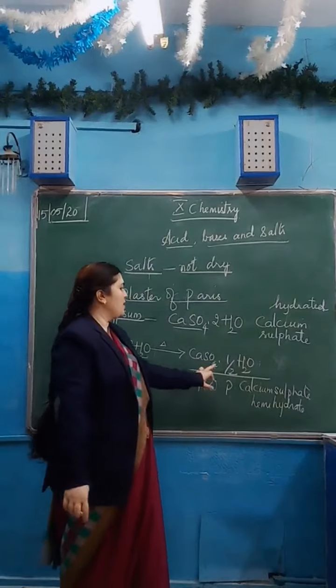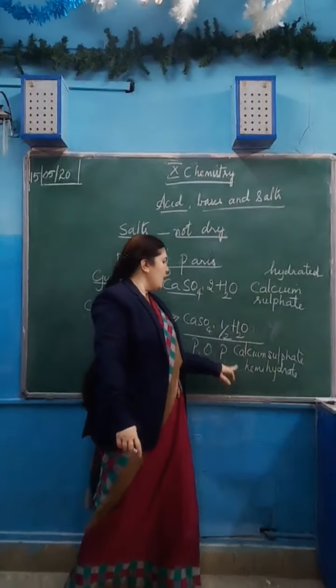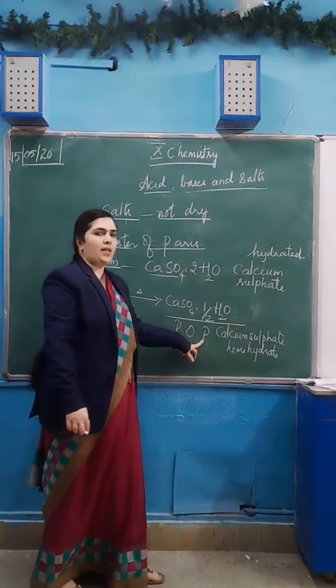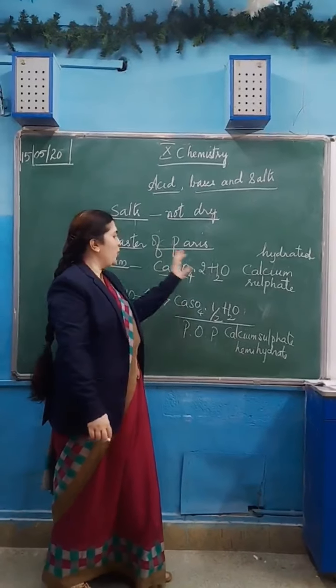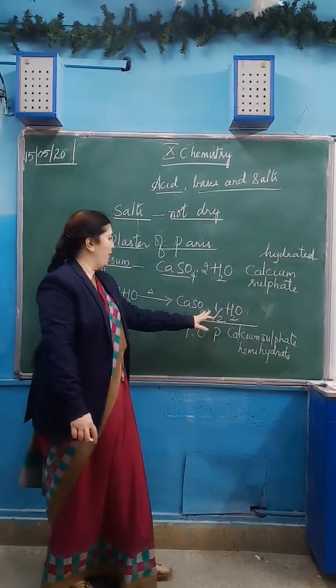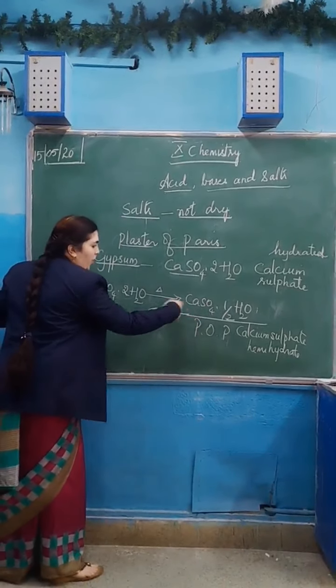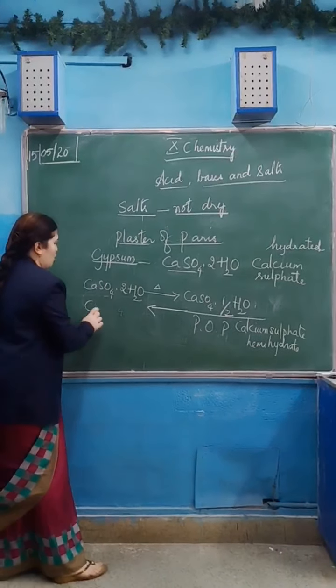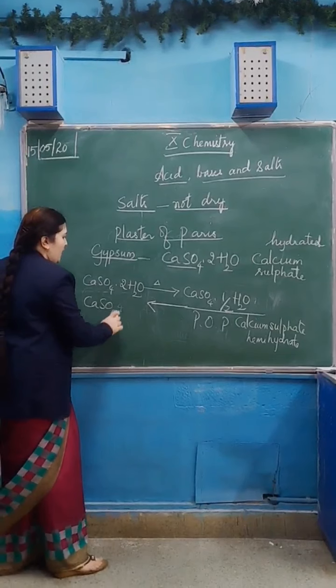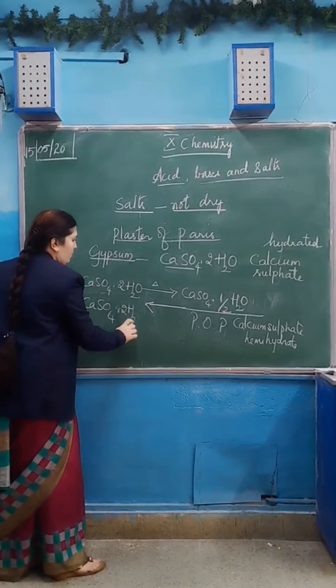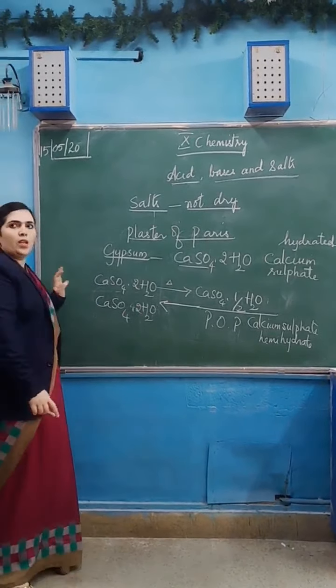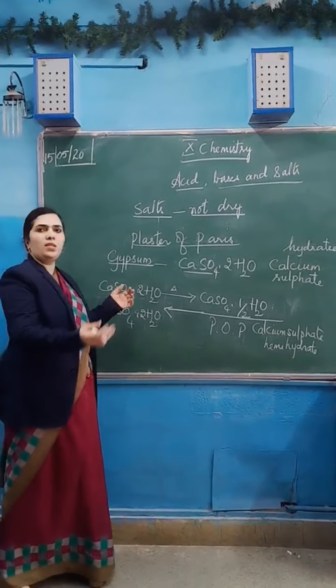Hemihydrate. Calcium sulfate hemihydrate is plaster of Paris. It is a powder. Again, when you add water to this calcium sulfate, it will change to gypsum. So the same thing when you add water, it will change to calcium sulfate, that is gypsum. Okay, so what is the thing here? It is a reversible reaction.